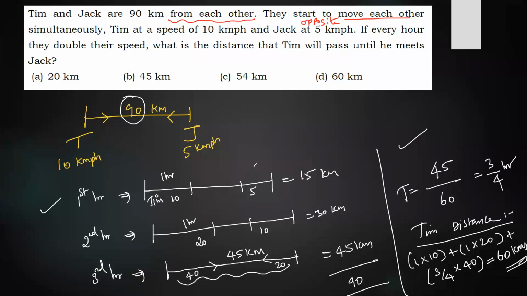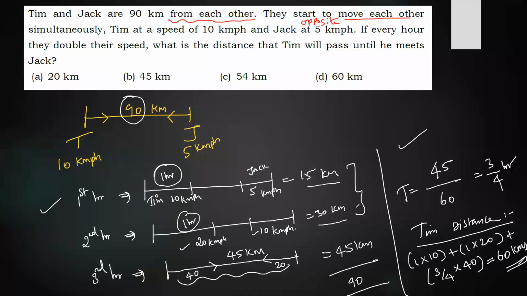Actually, Siddharth's method moves hour by hour. In the first hour, Tim's speed is 10 km per hour, right? Initially, they are 90 km apart. In the first hour, Tim moved 10 km. At the same time, Jack moved 5 km according to the speeds. In 1 hour they moved 10 and 5, total 15 km covered.